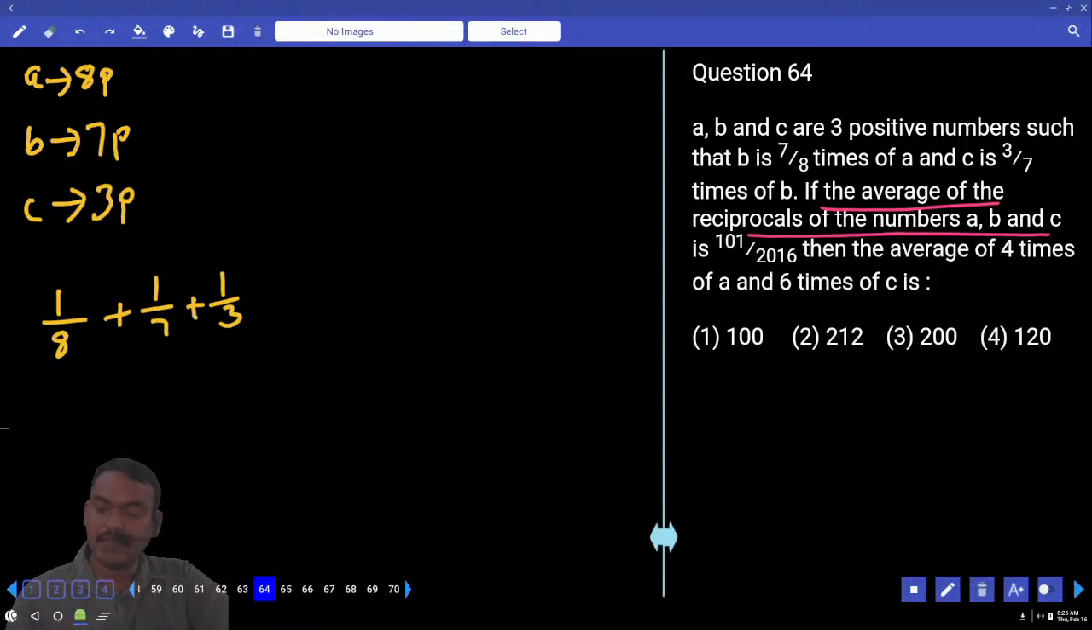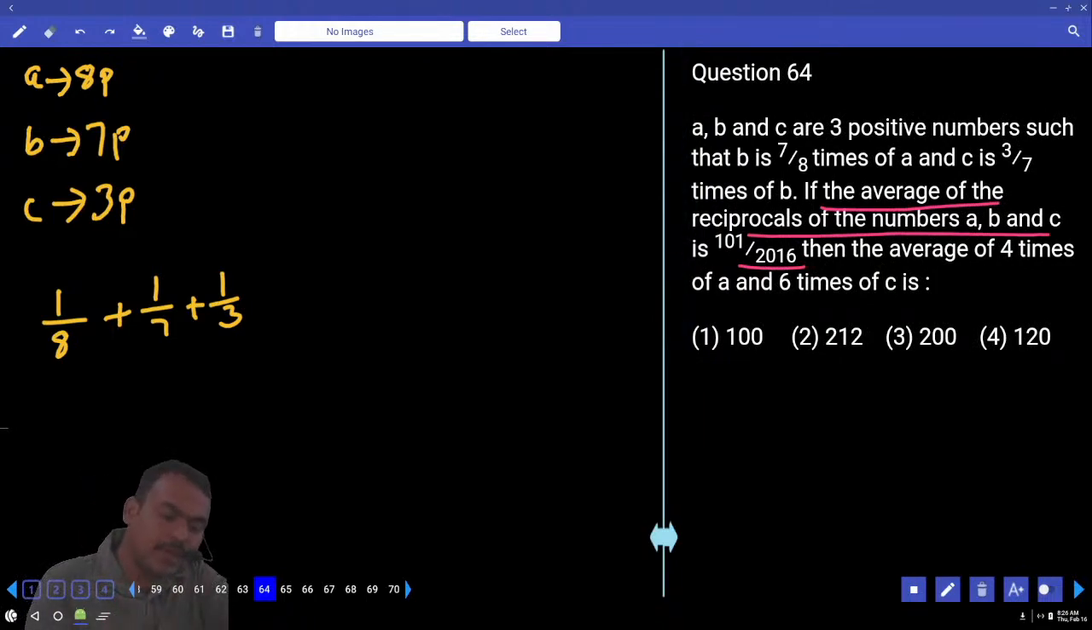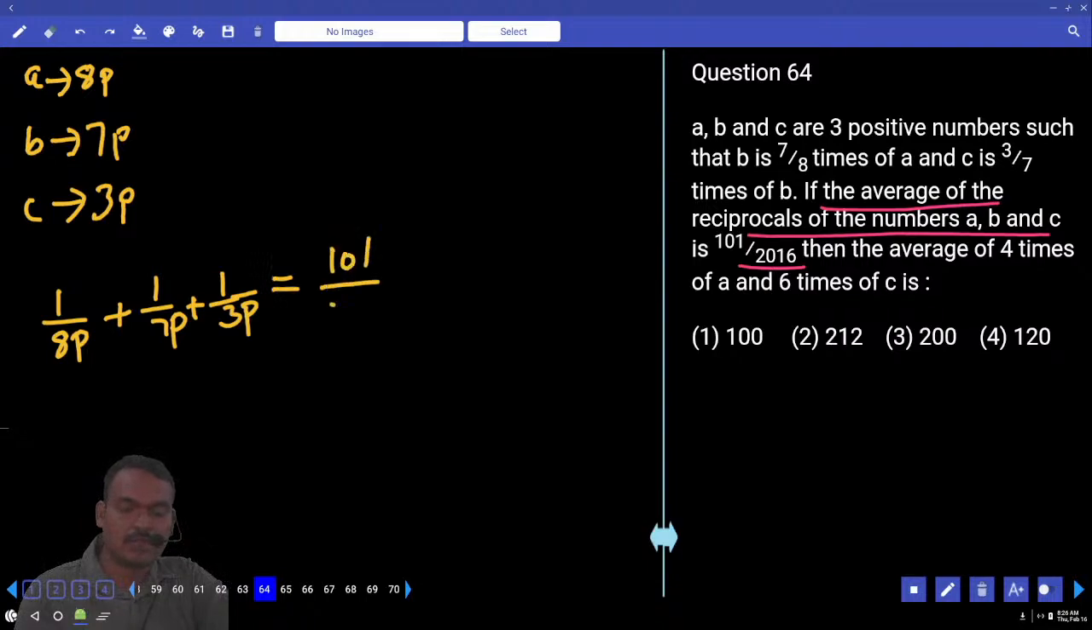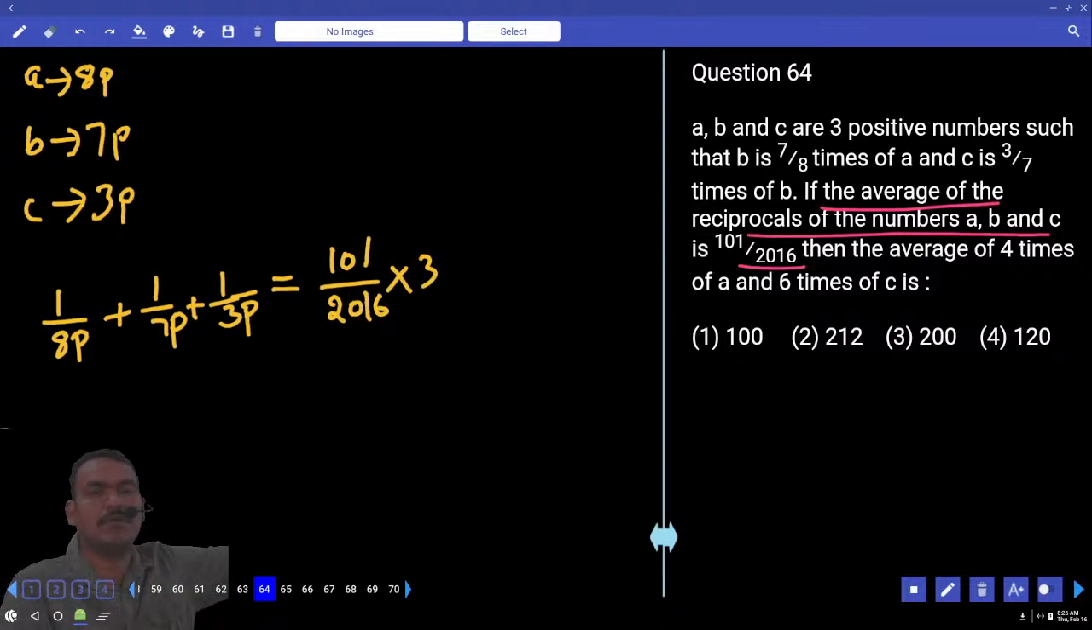These averages are equal to which one? 1/8 part plus 1/7 part plus 1/3 part, the average equals how much? 101 by 2016. Then when I write it into 3, it is the sum of these 3 parts or not? Yes or no? Sum of the reciprocals equals average multiplied by the number of observations or not?